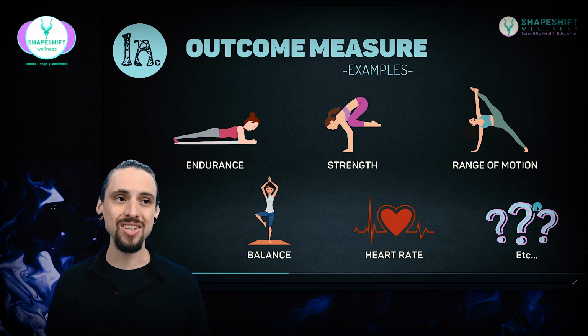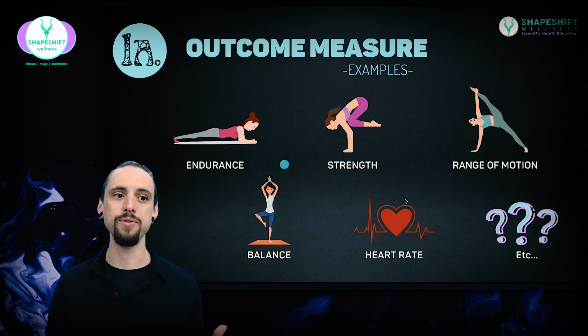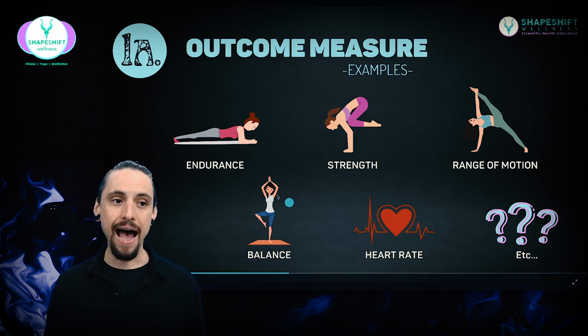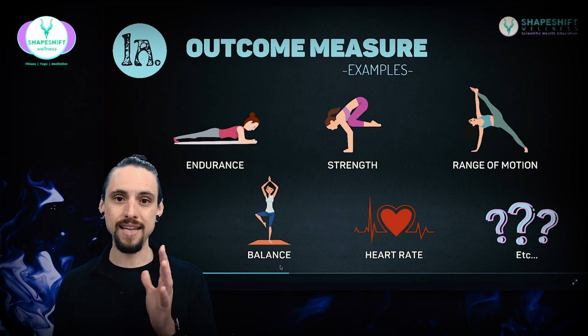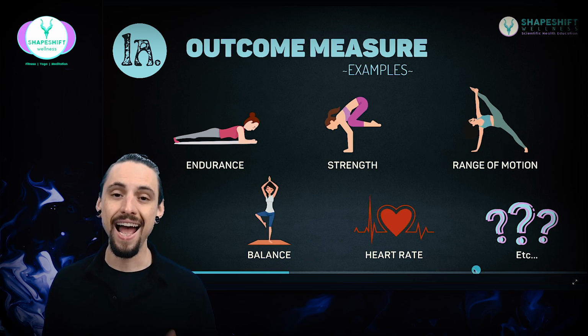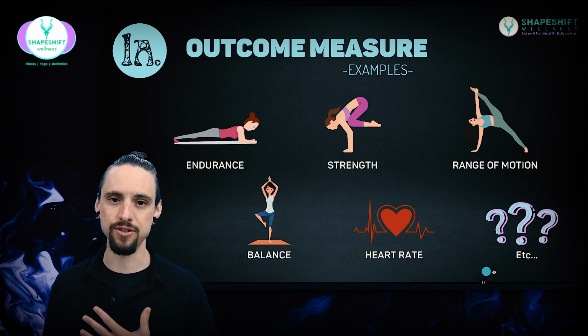So here are some standard outcome measures. Endurance. How long can you hold a pose? Strength. What's the most difficult thing that you can do one time? Range of motion. How far can you move your joints? Balance. How long can you steady yourself when in an unsteady environment? Heart rate. How does your heart and your vascular system handle exercise?